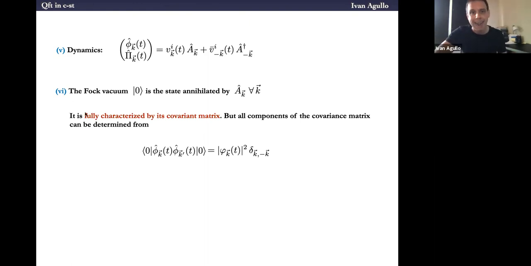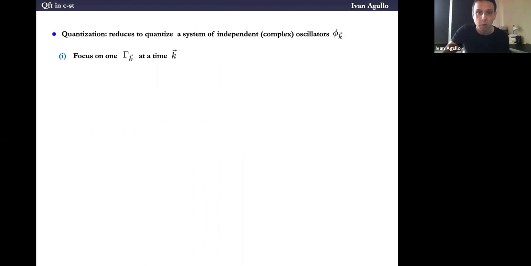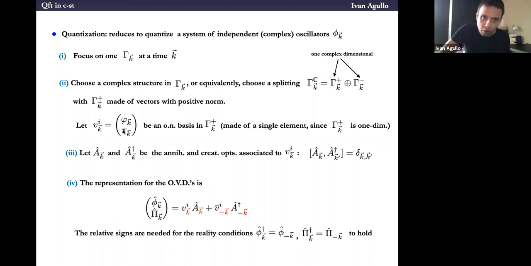The Fock vacuum is fully characterized by its covariance matrix. And all components of the covariance matrix can be obtained from the field component because, as I said, the momentum components can be obtained by taking time derivatives. So this two-point function, or if you symmetrize it, that is trivial because this is already symmetric, contains all information about the Fock vacuum. And again, the Fock vacuum is selected by your choice of basis I wrote before. Let me go here to the previous slide. You choose a gamma plus, or equivalently, you choose a basis element with positive norm, and this is what defines your Fock vacuum.